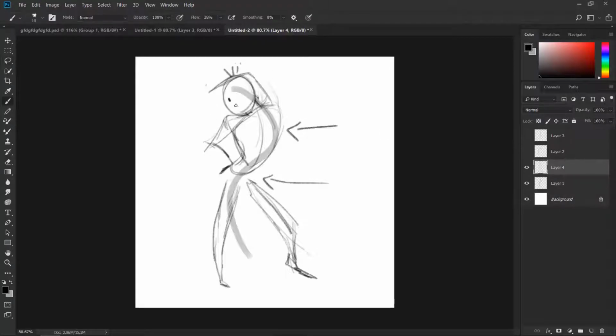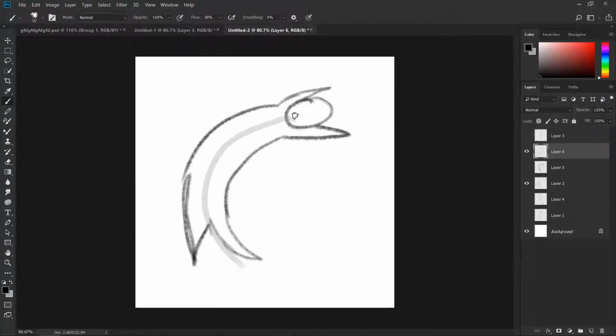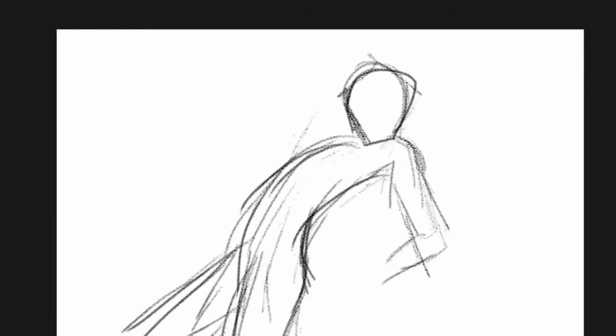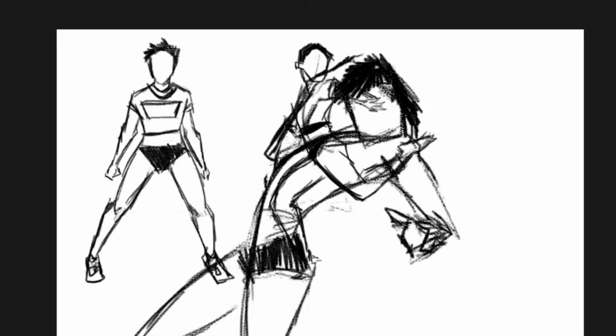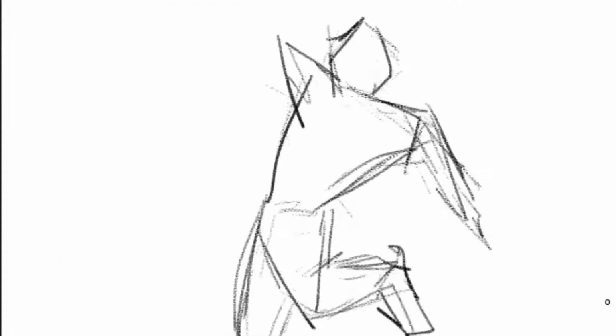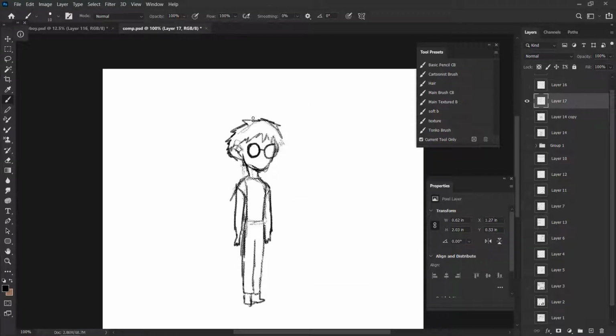Line of action is the very first step when creating a character. We have three main kinds of line of action, which are C, S, and I. These lines of action will help you to have good poses and keep viewers' attention on your art piece. Viewers will also easily understand the main idea of the illustration.